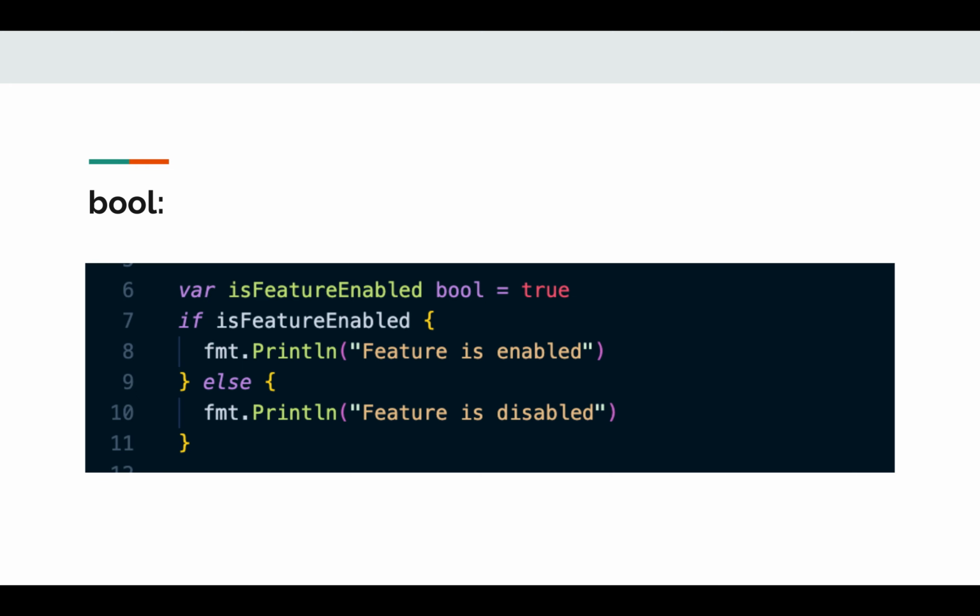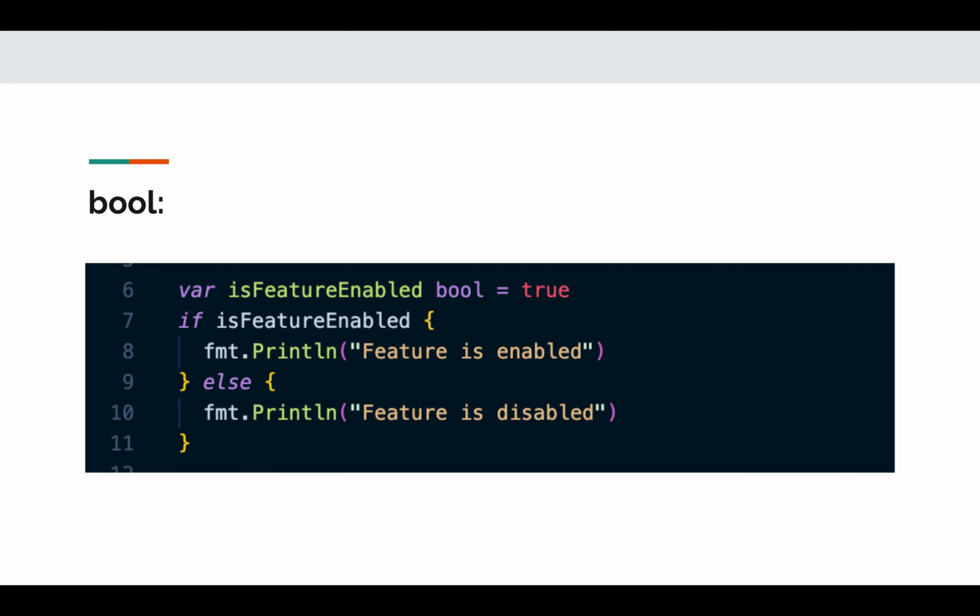Bool represents a Boolean value, either true or false. This data type is often used to represent a condition that can be either true or false, such as a flag indicating whether a feature is enabled or not. For example, this example defines a variable called isFeatureEnabled of type bool, and assigns it the value true.